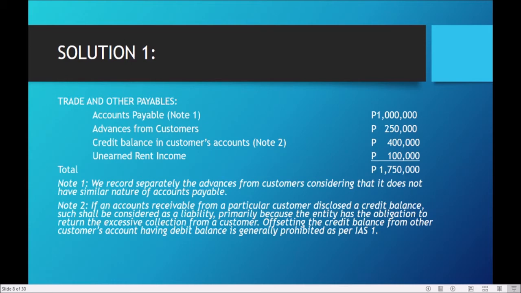Primarily because the entity has the obligation to return the excessive collection from a customer. Offsetting the credit balance from other customers of accounts having debit balance is generally prohibited as per IAS 1. Okay? Baka naisip nyo, sir, kasi AR naman yan, no? Ng isang customer, i-offset ko na lang siya sa iba. Hindi po yun pwede. Offsetting generally is prohibited by IAS, unless otherwise, the standard clearly provides that offsetting is acceptable. In this case, the credit balance of this customer cannot be offset to other customers' debit balances of AR.